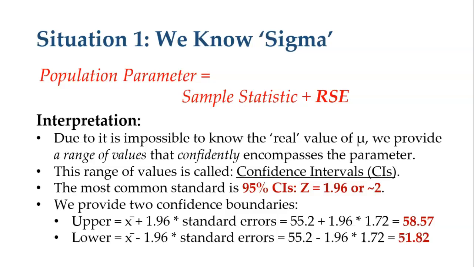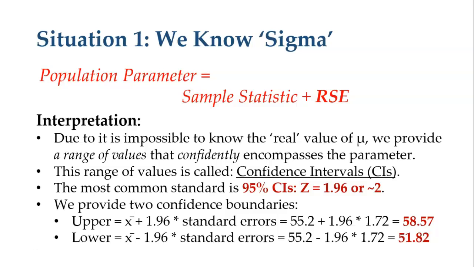So we have the estimated mean, which in the billionaire example could be 55.2. And we add and subtract 1.96 times the random sampling error, or standard error, which in this case we said was 1.72. In this case, the upper boundary will be 58 and the lower boundary will be 51. So what does all this tell us?